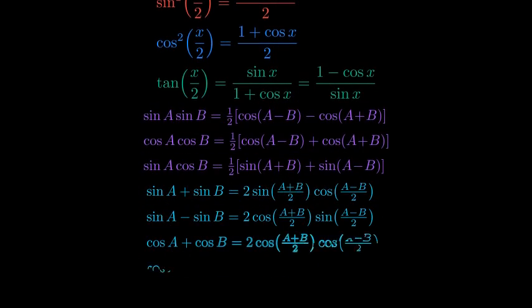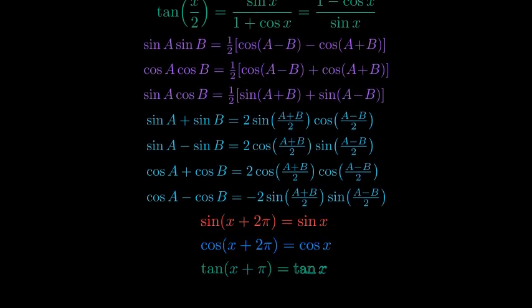Sum to product. Sine a plus sine b equals 2 sine of (a plus b) over 2 times cosine of (a minus b) over 2. Sine a minus sine b equals 2 cosine of (a plus b) over 2 times sine of (a minus b) over 2. Cosine a plus cosine b equals 2 cosine of (a plus b) over 2 times cosine of (a minus b) over 2. Cosine a minus cosine b equals negative 2 sine of (a plus b) over 2 times sine of (a minus b) over 2.